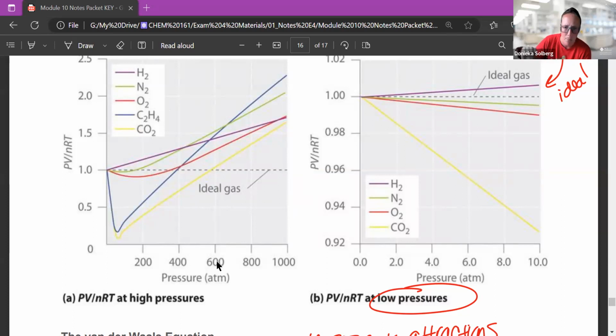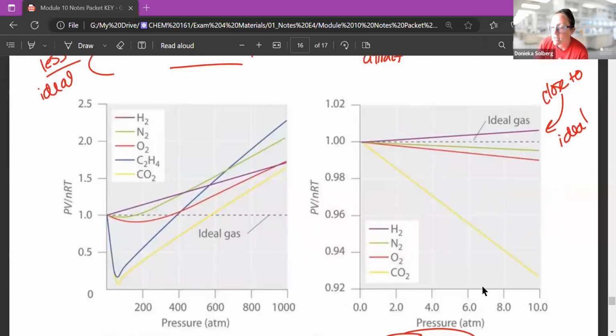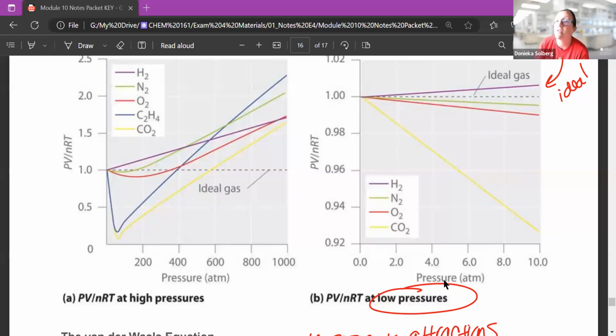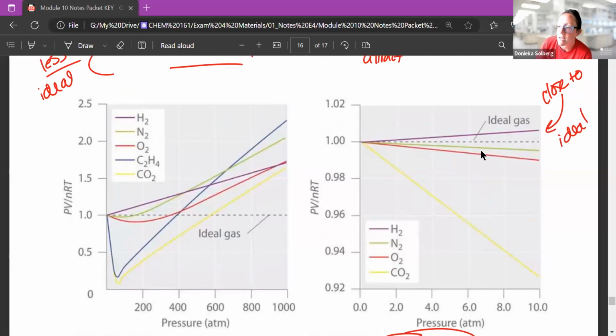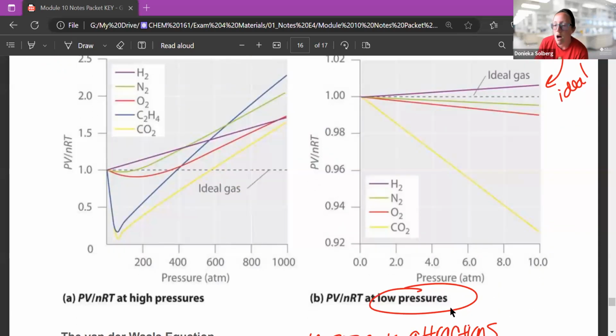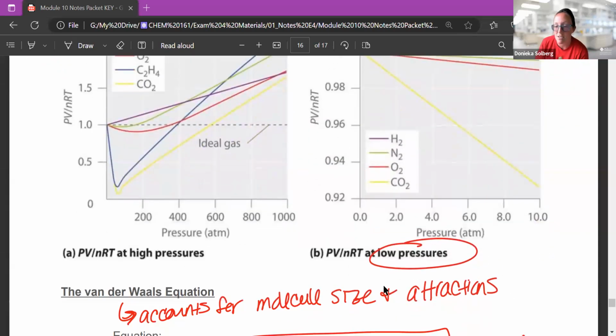So high pressures, bad. Okay, now if we look over here, we're looking at the same thing. This is my ideal gas. And at very, very, very low pressures, these guys are all very close to ideal. This is just a zoom in of right here, right? Carbon dioxide is a little bit unideal, but it's like that a lot because it's a little bit bigger of a molecule, and there are other reasons for that. But for the most part, gases are ideal at low pressures. This is a good thing.